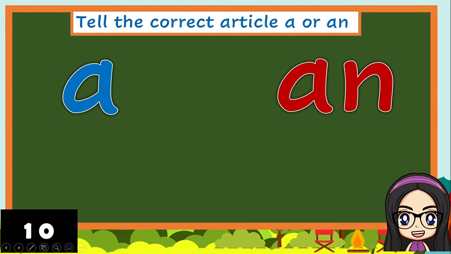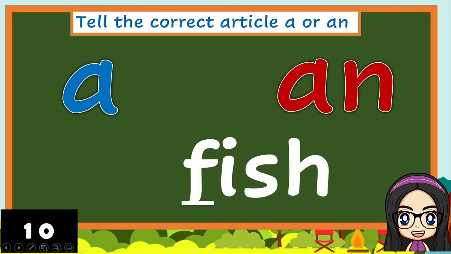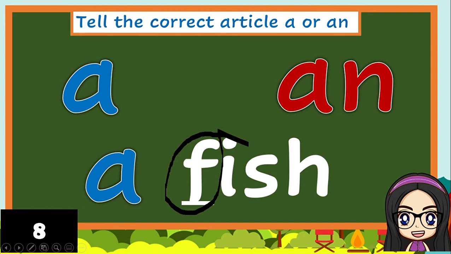The next word, we have the word fish. So again, first thing to do is to look at the first letter of the word. And then now, decide, is this a vowel or a consonant? So what are we going to use? Are we going to use A or N? Comment your answer. And the correct answer is A. Again, why A? Because the first letter of the word is a consonant. Letter F is a consonant. A fish.